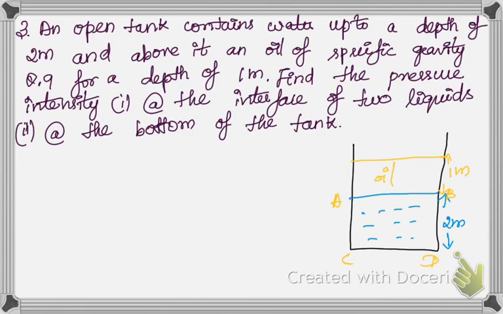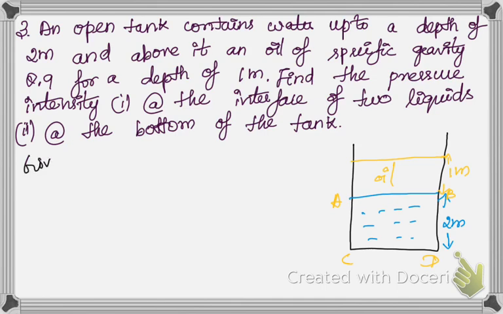Okay, the next problem is that an open tank is containing water up to a depth of 2 meter and above it an oil of specific gravity 0.9 for a depth of 1 meter is found. Find the pressure intensity at the interface and also at the bottom of the tank. This is what is given to us in the problem. So first, I am drawing a diagram of an open tank. The tank is open here and the bottom 2 meter is water and above it 1 meter is oil. So I have drawn a diagram.